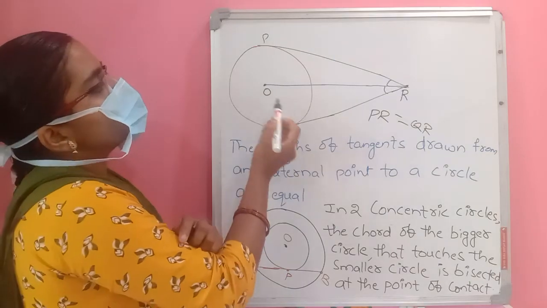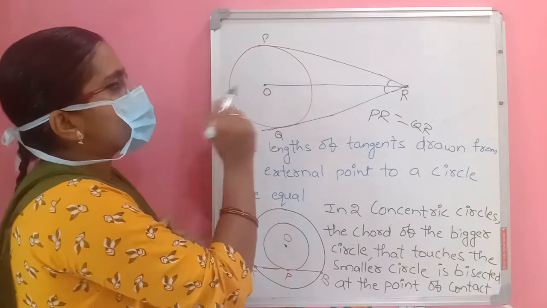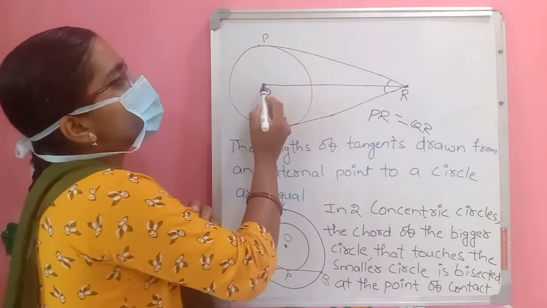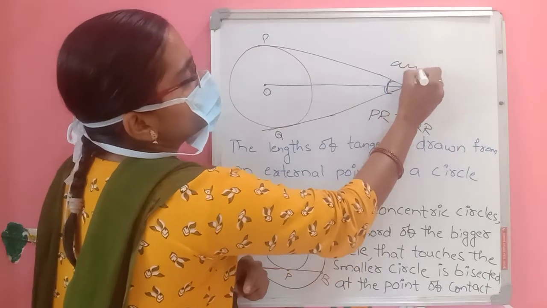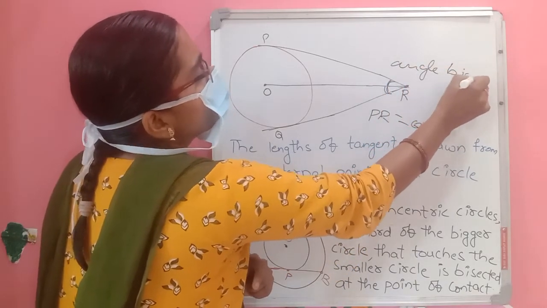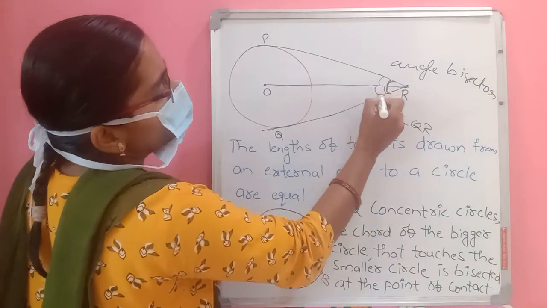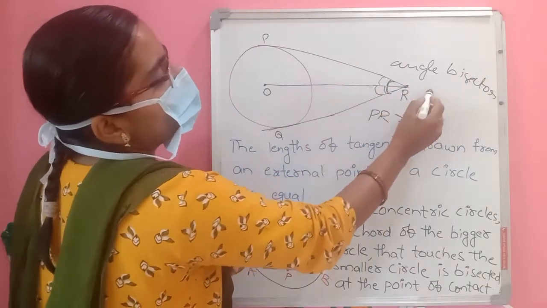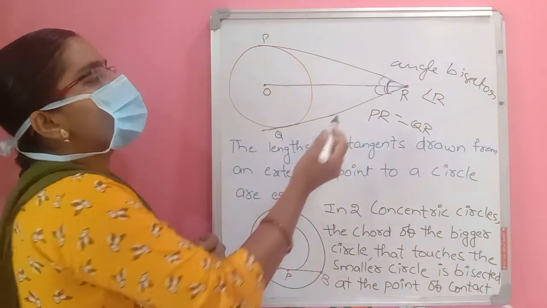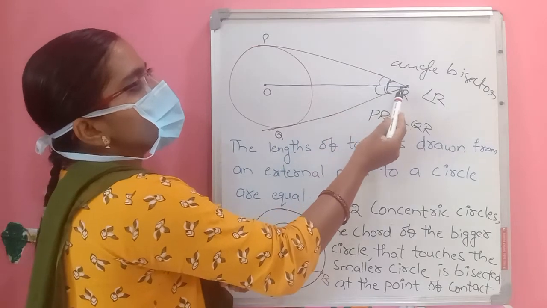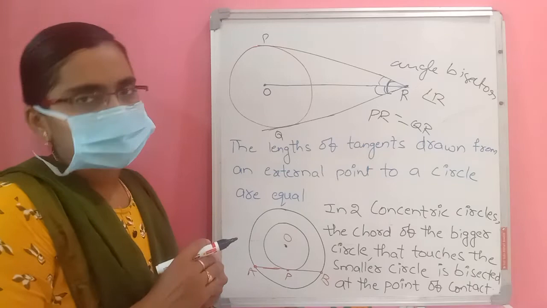And if you draw a line from this external point to the center of that circle, then this line is the angle bisector. This you have to remember. Here it makes two equal angles. It cuts this angle R into two equal parts. So the angle bisector line passing through angle R meets the center of the circle.